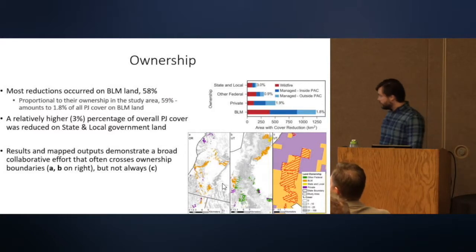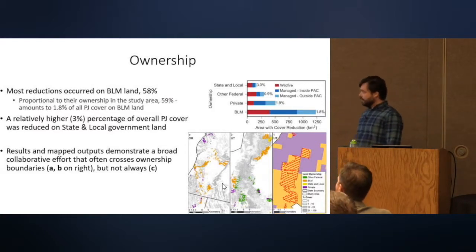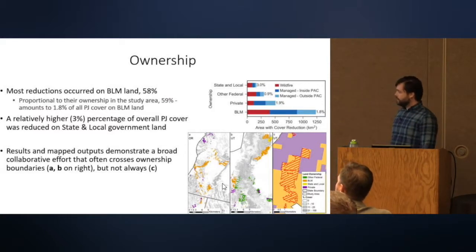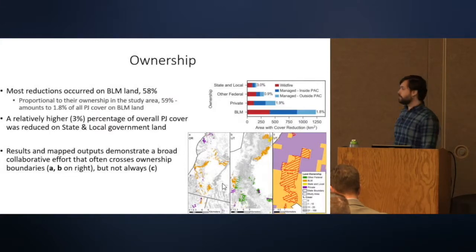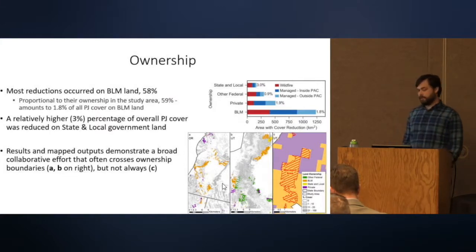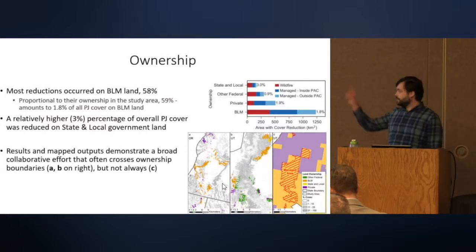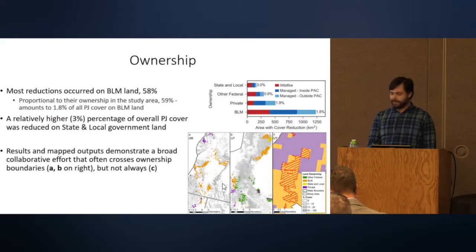And so you see, especially on panel B here in the middle, that there are some areas of fairly large-scale conifer reduction that go right across ownership boundaries, going from BLM to other federal ownership to private land ownership. So there's really a lot of collaboration going on here, but not necessarily always, as you can see in panel C here, where all of that managed area falls within BLM land, hugging the property boundaries.